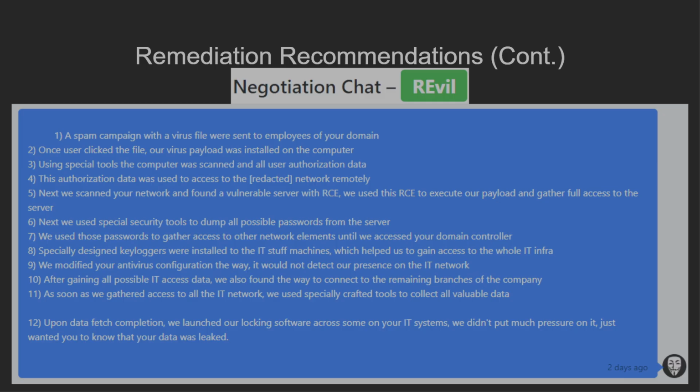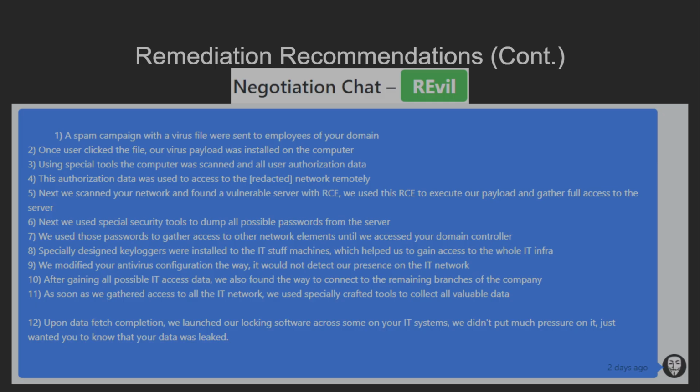So a spam campaign with a virus file was sent to employees of your domain, email-based threats, right? Once a user clicked the file, our virus payload was installed on the computer. Using specialized tools, the computer was scanned, and all user authorization data was used to access the network remotely. Next, we scanned your network and found a vulnerable server with a remote code execution vulnerability. That's an unpatched server, is essentially what they found. From that RCE, they then execute their payload and gain full access to the server.